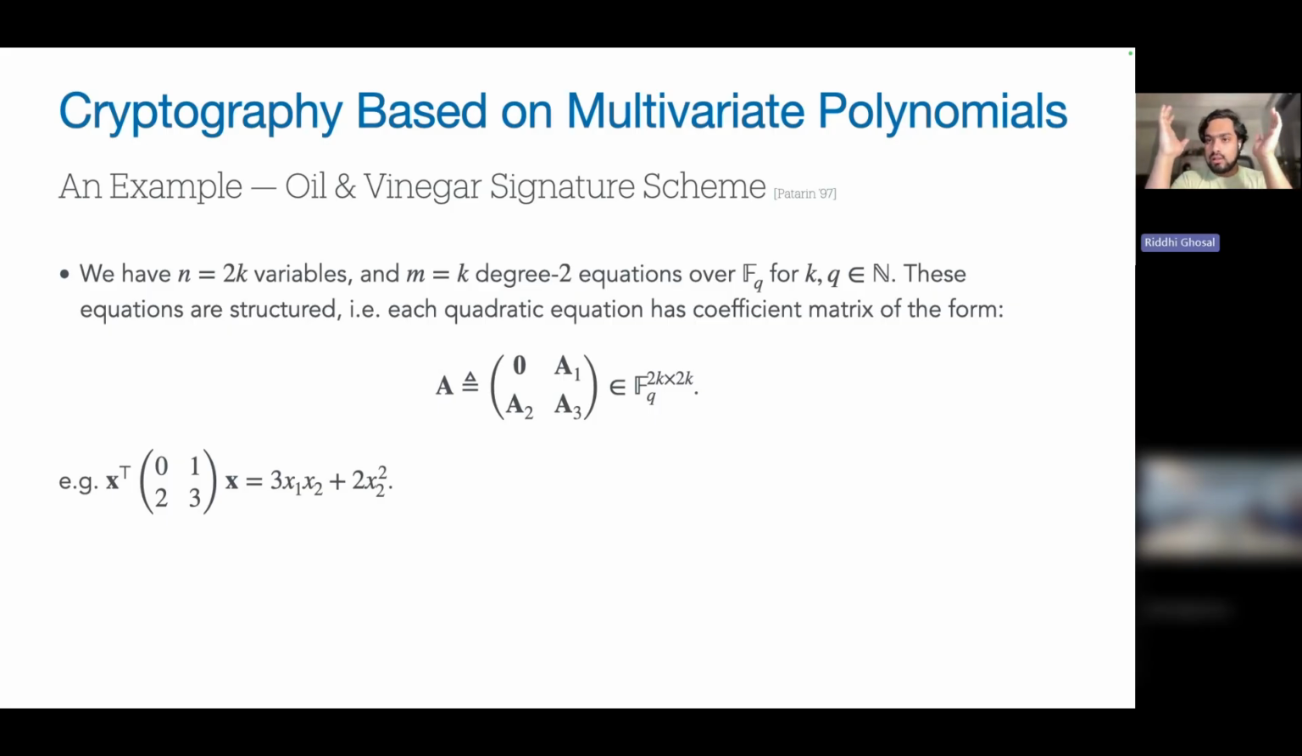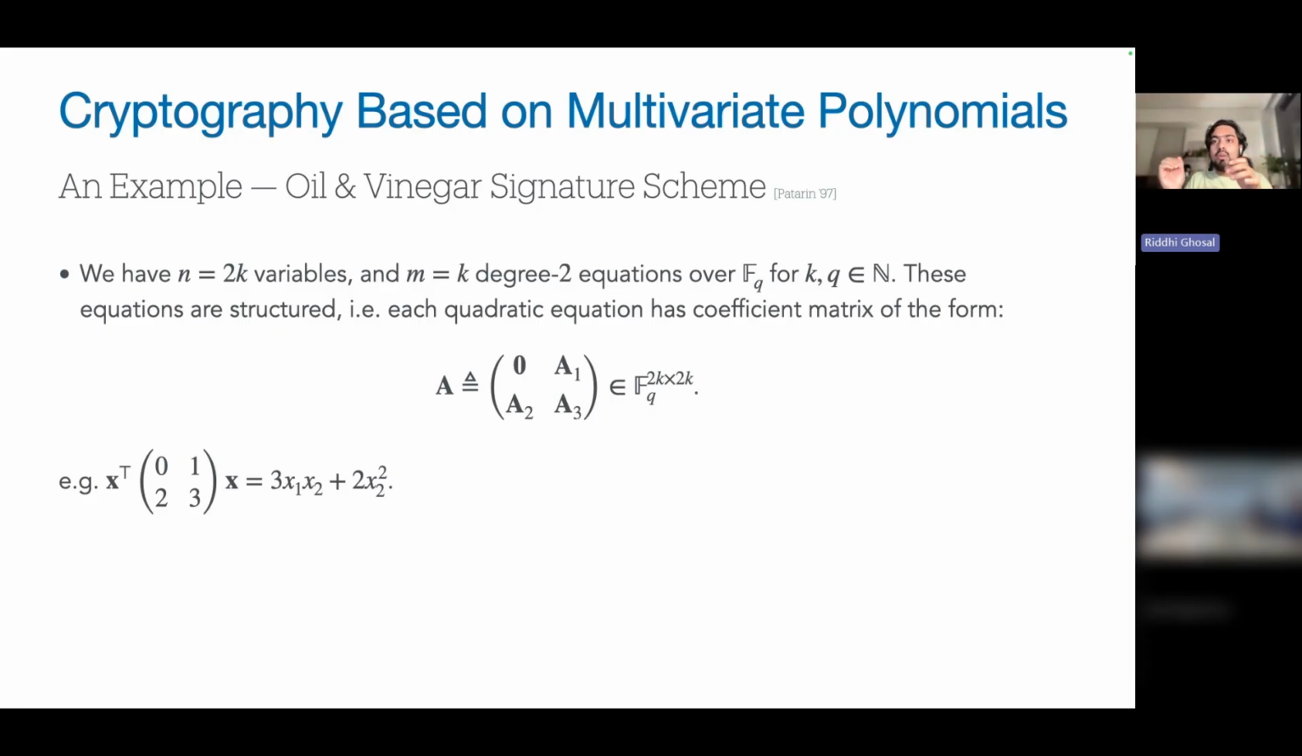So it's a quadratic system. Think about a system of polynomials which has two sets of variables, each of length k, let's say. So you have a total of 2k variables. And let's say you have some k many degree two equations, where the coefficient matrix looks like this, which has a zero in the upper diagonal block. And let's say A1, A2, A3 are just random matrices everywhere else, right?